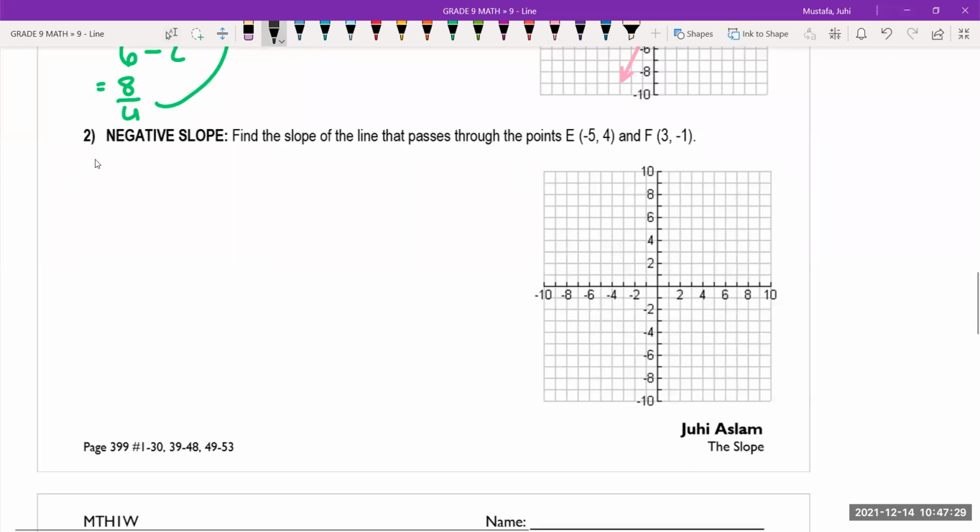So I'm just going to rewrite these points. This time I have a couple of negative numbers, but that's okay. So we have -5, 4 and 3, -1. So again, we know the first is always x and the second number is always y, x and y. And then it doesn't matter which pair you call 1, as long as you're consistent. So if I put a 1 here, I'm going to put a 1 here. If I put a 2 here, I'm going to put a 2 here.